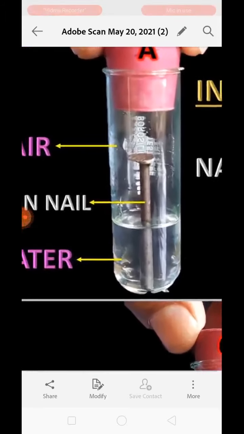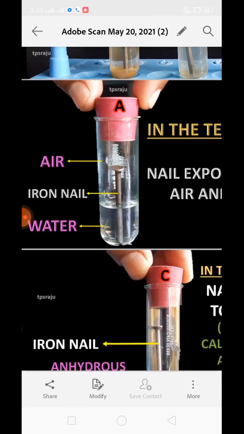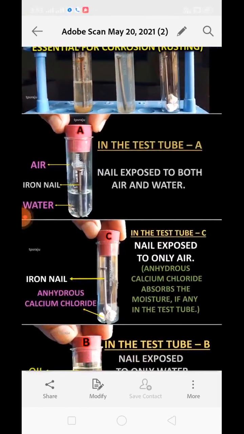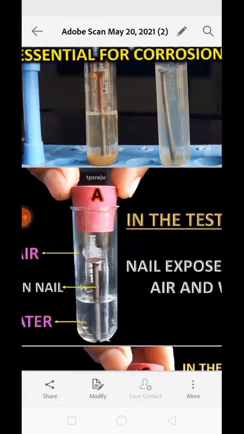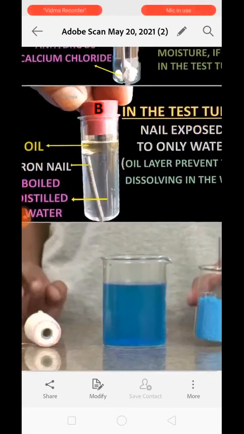So the air is present over here, air which is also carrying oxygen. Iron nail is present over there and water is also present. So the nail is exposed both to air and water, so it got rusted like this. Understood? In test tube B, see over here.